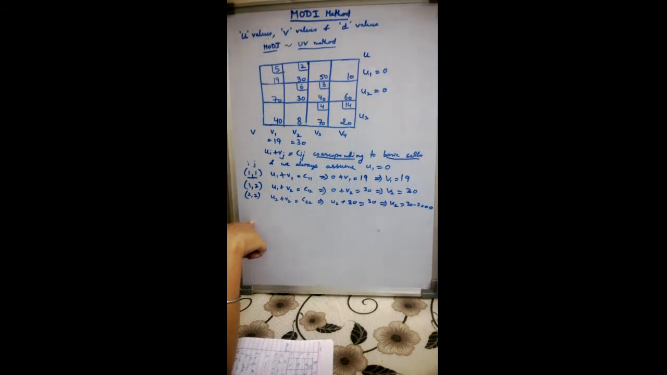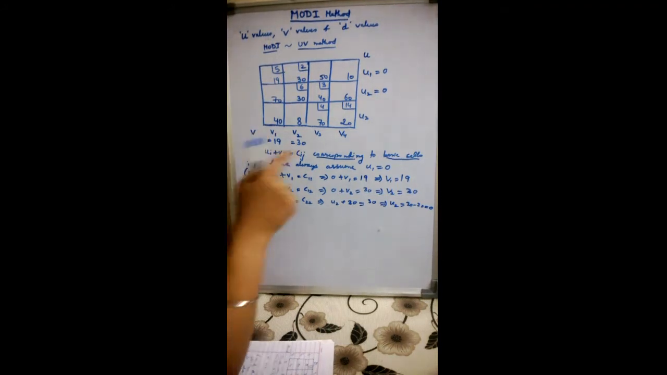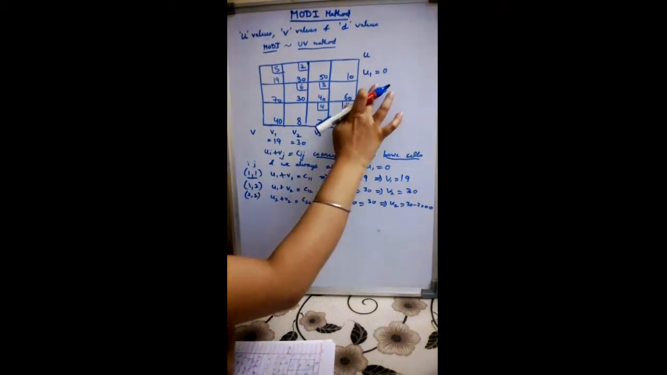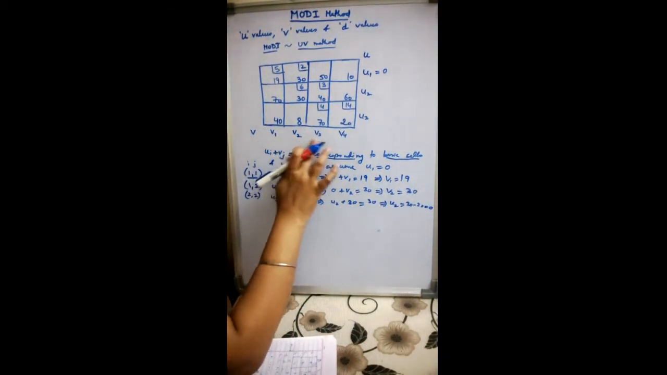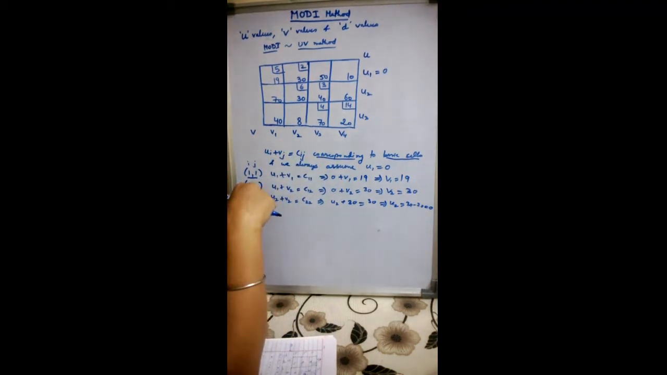So this is how we will find out for all these cells, with the help of basic cells, we'll find out all the u and v. But this process is a bit time taking. We can directly from the table find out the u and v values. So how do you find out the u and v values directly from the table without doing all this calculation?